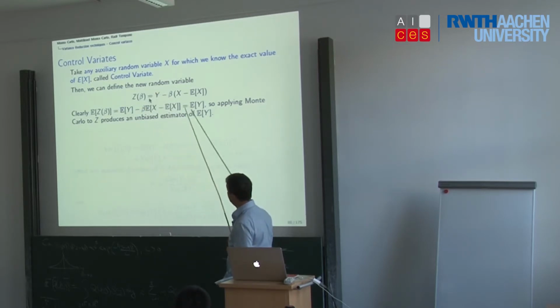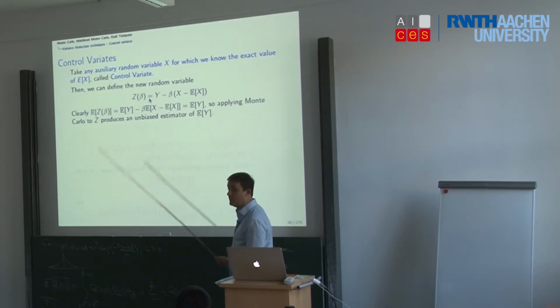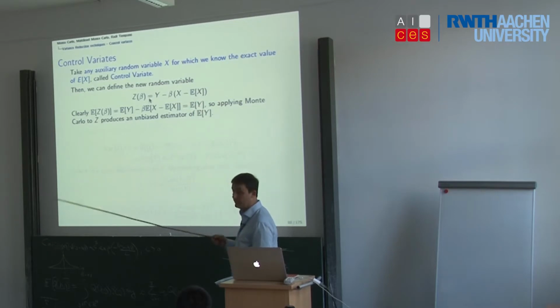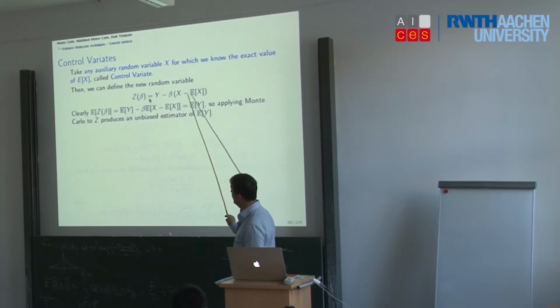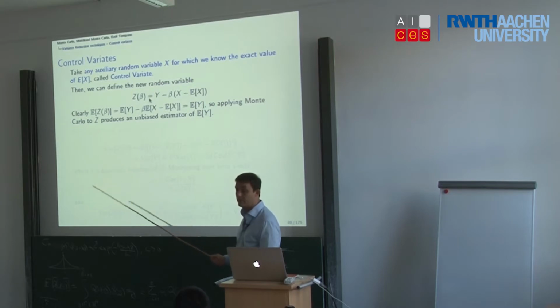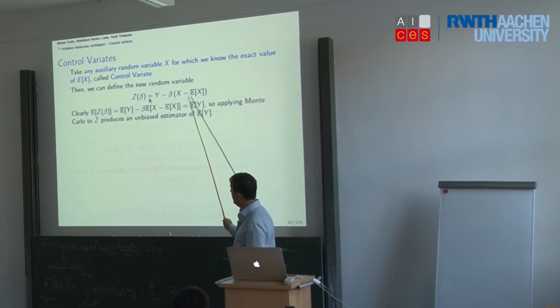We assume now that we have an auxiliary random variable called X, which is correlated to Y. It could be positively or negatively correlated to Y, but for which we know exactly the expected value. Okay, so we make a strong assumption here. We can sample together X and Y now. So we are sampling a pair, not just Y, but a pair, X comma Y, so that X is not independent of Y, is correlated to Y, and such that we know exactly the expected value of X.